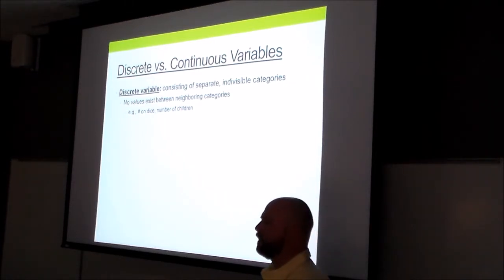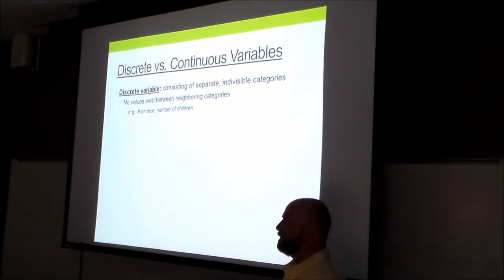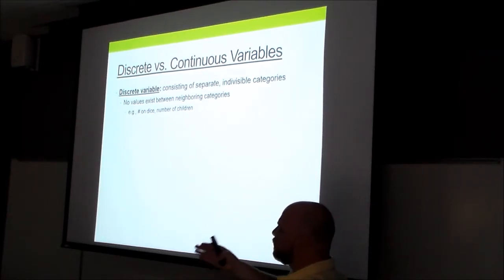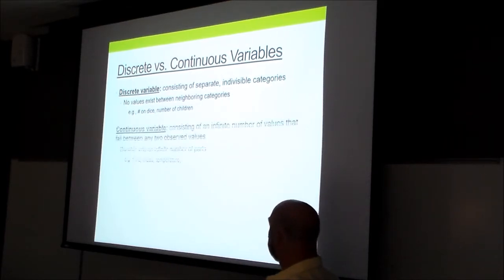Same thing, number of children. Back to 2.5 kids. There's no such thing as a 0.5 kid, right? What we've done there is we've run a mean on a discrete variable, and that gives us a value that doesn't make any sense in real life, right? And so this is why it's important that we start thinking about these. So discrete variables are things where there's no way to divide adjacent categories.